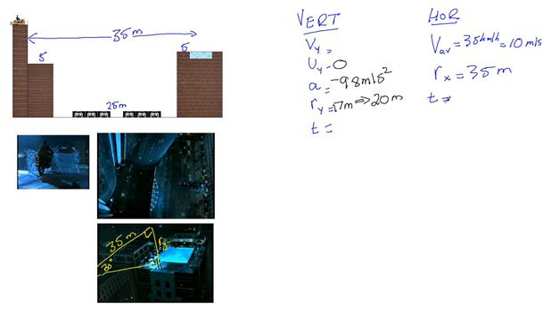Now we can work out the time he takes to make the whole journey. And we start first of all with the horizontal. As you can see, the time is the displacement divided by the velocity, which gives us 35 divided by 10. So the time of flight is 3.5 seconds. Now, of course, that is this 3.5 seconds as well.